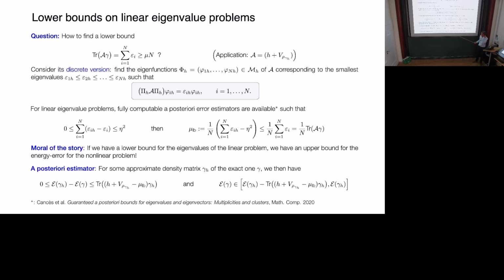So, as I said, for some approximate density matrix gamma h of the exact one gamma, we have that the error difference is bounded by this term, where this guy is obtained through that, and we can give confidence intervals. So this is a lower bound of the energy, and the upper bound is just by the discrete one.